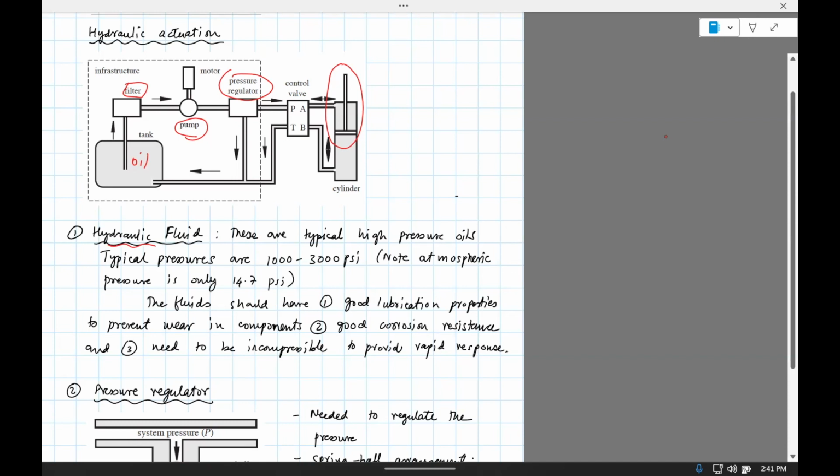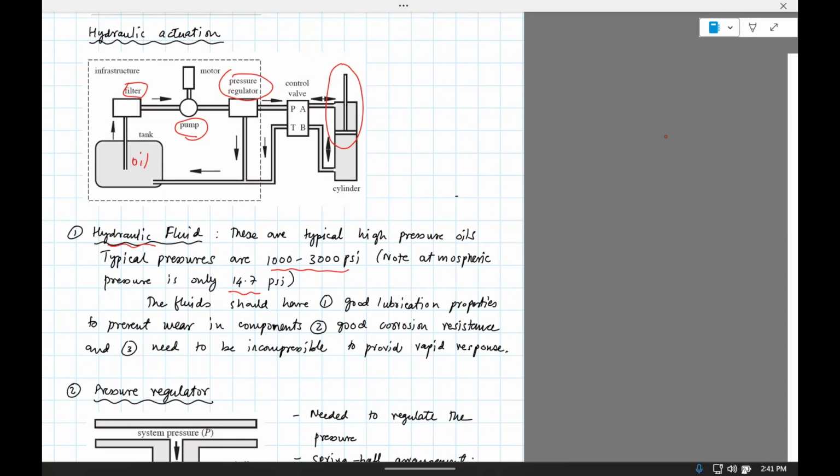Hydraulic fluid is usually some oil. The pressure is 1,000 to 3,000 psi. Just to give you some context, atmospheric pressure is 14.7 psi, so this is at least 100 times more powerful than ambient pressure. You can get crushed with 1,000 to 3,000 psi pressure.